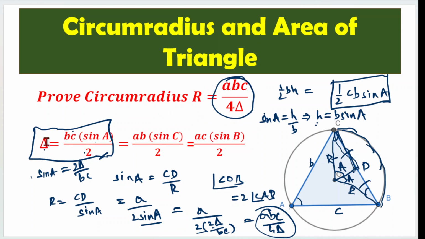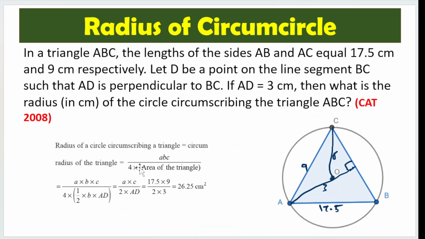At the same time, area of a triangle is a into sine A by 2, or AB into sine C by 2, whichever two sides you are taking: half into two sides into the sine of the enclosed angle. Right. Earlier we have already proved this. Please go through this. We'll use this same property here.